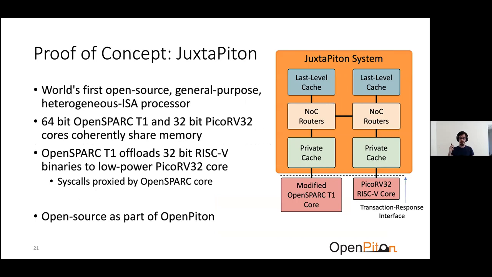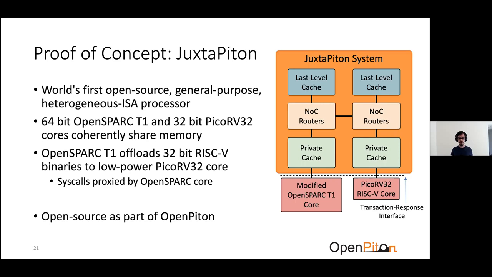So the first proof of concept that we built was using that Pico RV32 core that I mentioned. And so we believe this is the first open source general purpose heterogeneous ISA processor. And it has a 64-bit SPARC T1 core, which boots Linux. And then we have this embedded 32-bit RISC-V core, Pico RV32, and the two of them can actually coherently share memory. And so the SPARC core actually runs Debian, and then you can run some stuff in the terminal, and you can run a 32-bit RISC-V binary, and rather than telling you it doesn't know what that is, it will actually transparently offload it and run it on the Pico RV32 core. And then it can proxy any syscalls back to the SPARC core in Linux that it needs for operation.